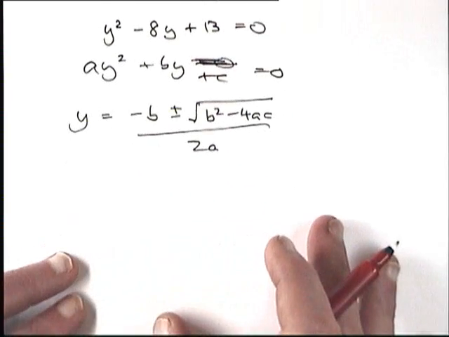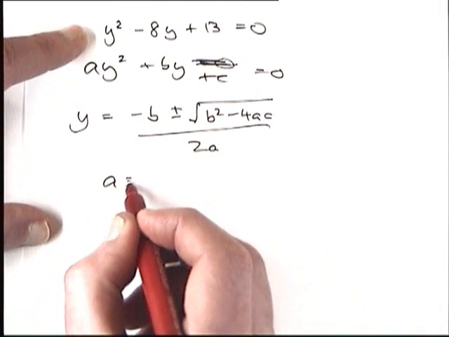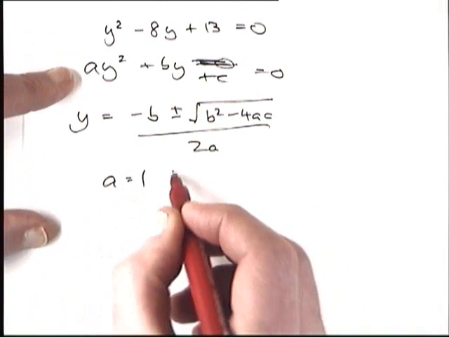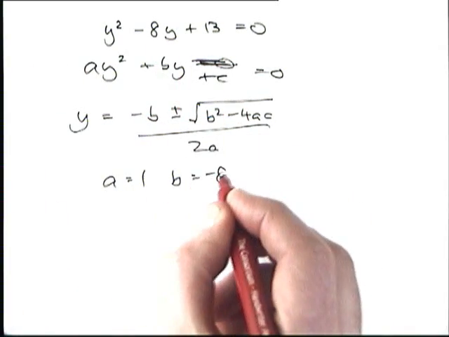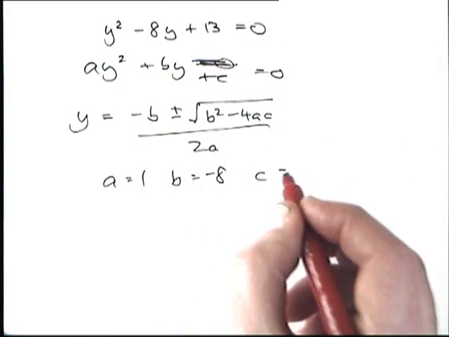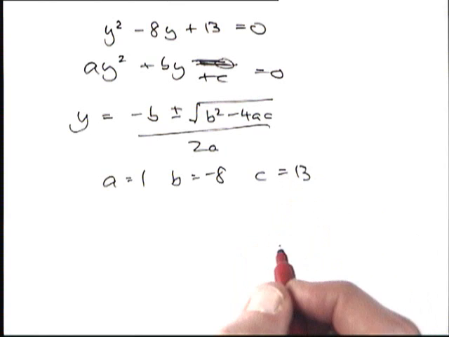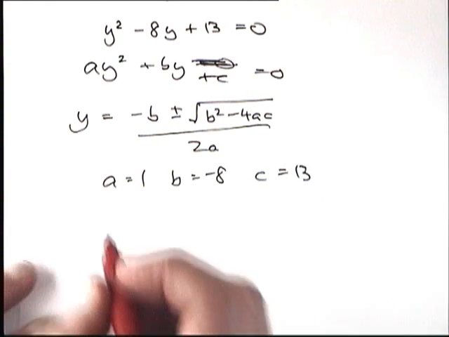So if we look at the equation we've got, a is the number of y squareds we've got. So here, a is 1. B is the number of y's we've got. So b is minus 8. And c is the number tacked on the end, and that's positive 13. So now we know those, we need to substitute those numbers into the formula.